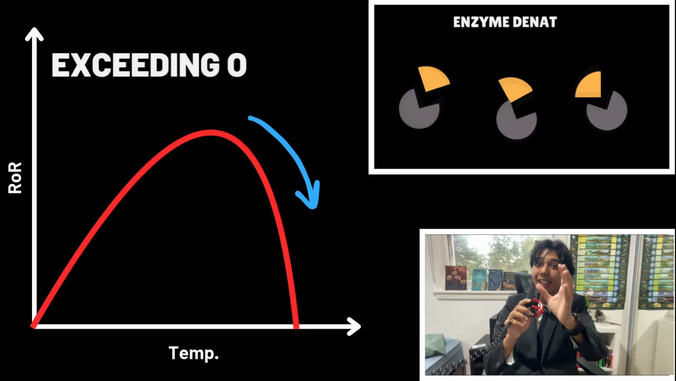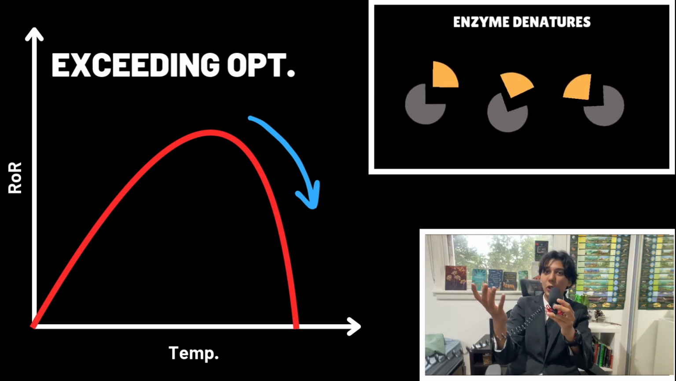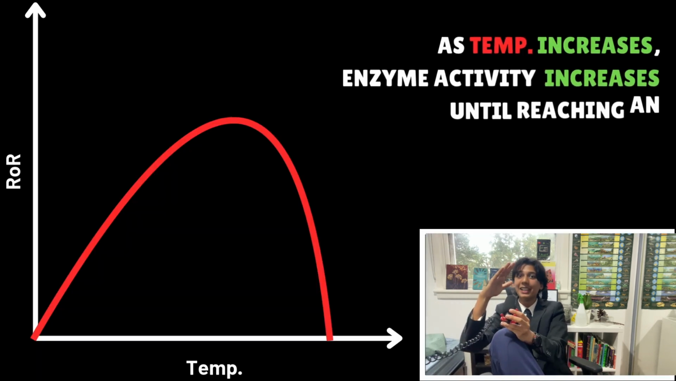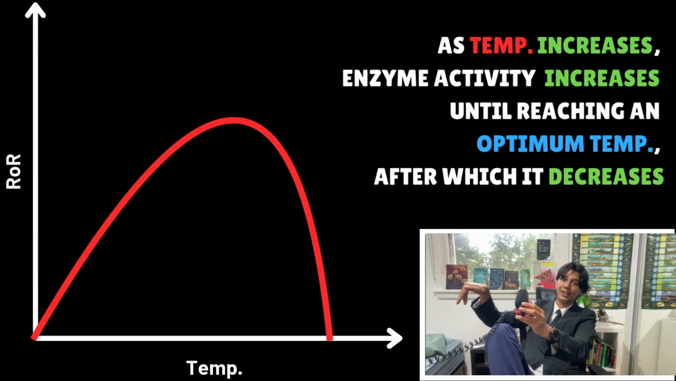So it begins to denature and break down. The active site is disfigured and no longer can react with the substrate, and hence we get that decrease. So as the temperature increases, the enzyme activity also increases until reaching a saturation point, after which it decreases back to zero.